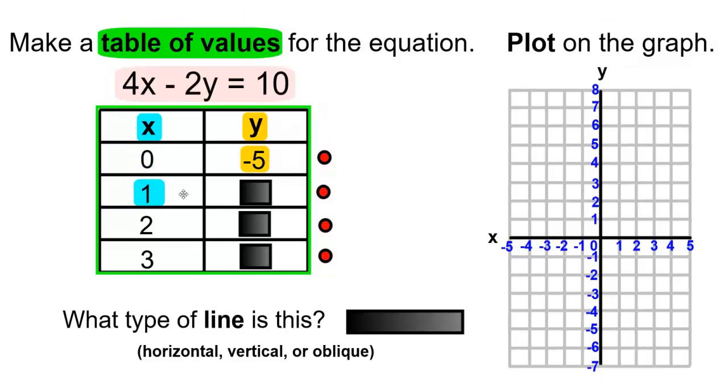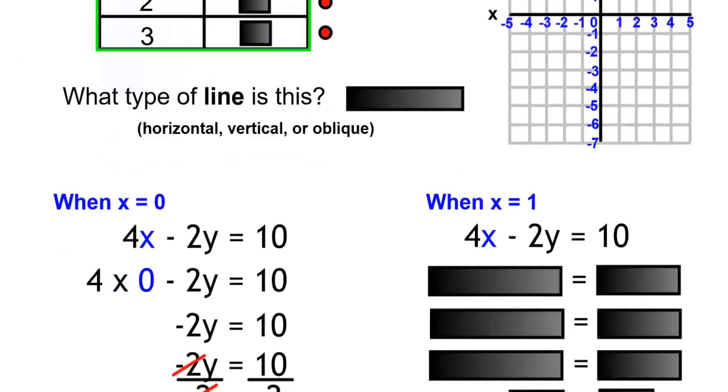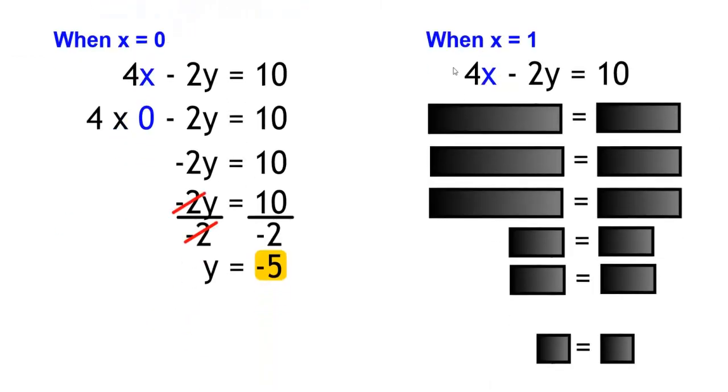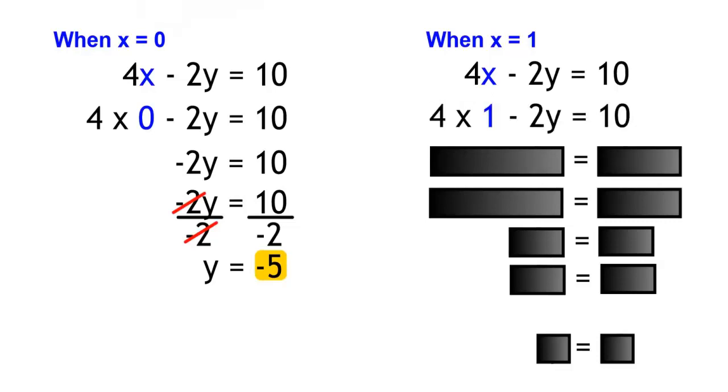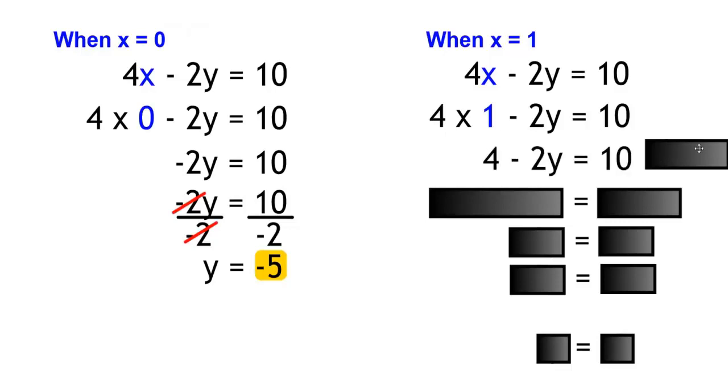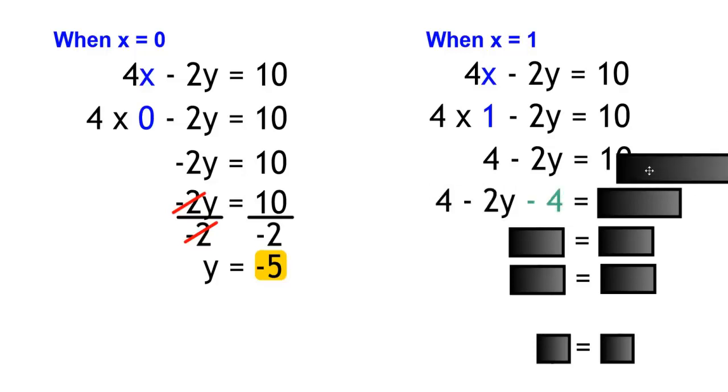When x is 1, what is the value of y? Replace x with 1 and solve. 4x minus 2y equals 10. So 4 times 1 minus 2y equals 10. 4 times 1 is 4. So 4 minus 2y equals 10. To remove the 4, we'll subtract 4 from the left-hand side. We therefore have to subtract 4 from the right-hand side as well.